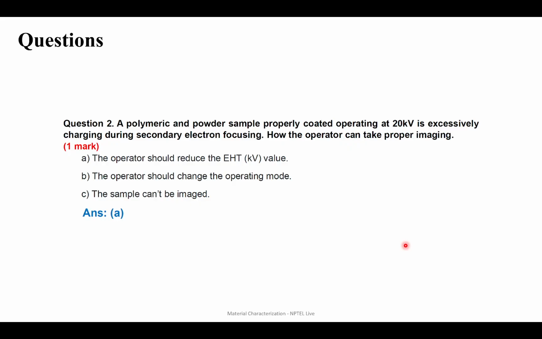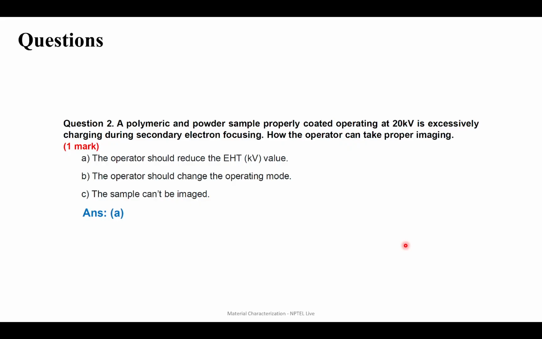So the correct answer to this will be A. What happens is, when you are doing electron microscopy, you are ejecting secondary electrons from your sample. That will create a positive charge in your sample, and that positive charge will affect your imaging. That is called charging.